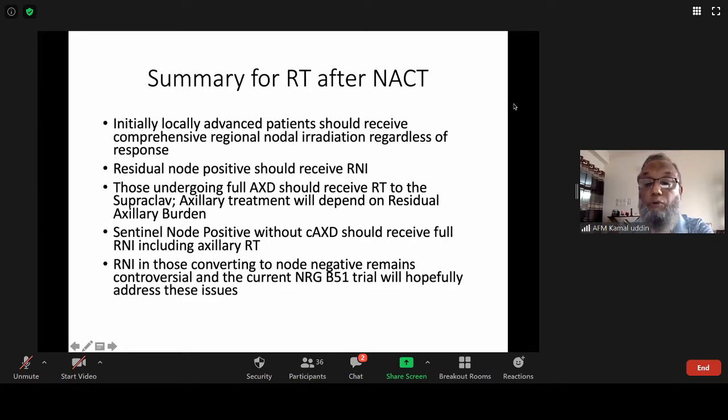Those undergoing full axillary lymph node dissection should receive RT. For the supraclav, axillary treatment will depend on residual axillary burden. Sentinel node positive without clinical axillary dissection should receive full RNI, including axillary RT. RNI in those converting to node negative remains controversial, and the current NRG 9353 trial will hopefully address this issue.